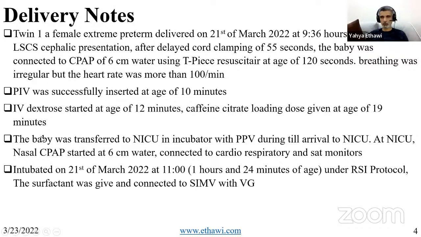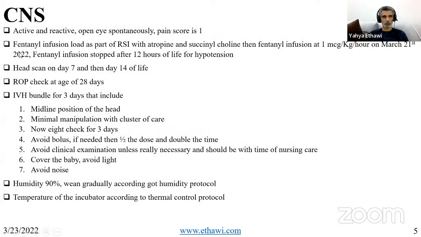And then the baby was transferred to the ICU using PPV. At the ICU, we put the baby again on CPAP, connected to the cardiorespiratory monitor and SAT monitor, and intubated at around 1 hour 24 minutes because of increased work of breathing and needing more FiO2. We gave the baby RSI, and then we gave surfactant and connected the baby to SIMV with VG, although the VG failed after 1 minute. He received fentanyl and then it was stopped because the baby developed hypotension. He's on the IVH bundle, humidity and temperature control.